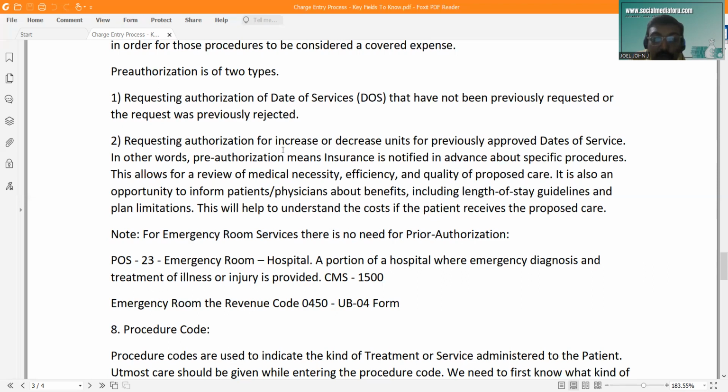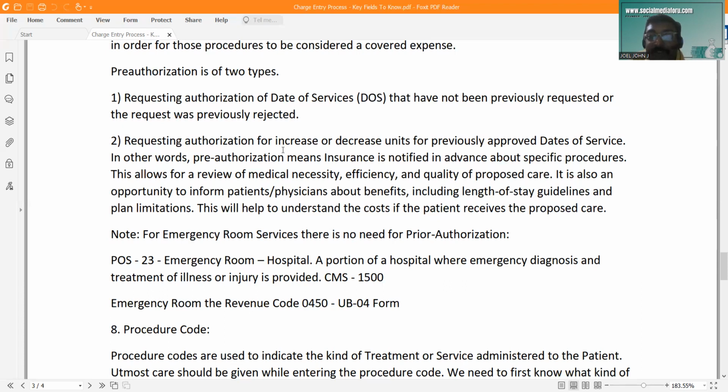This allows for a review of medical necessity, efficiency, and quality of proposed care. It is also an opportunity to inform the patient and physician about benefits, including length of stay guidelines and plan limitations. This will help to understand the cost if the patient receives the proposed care. Even though prior authorization is not a guarantee of payment, it gives a belief that this will be reimbursed. Otherwise, that amount will be borne by the patient.